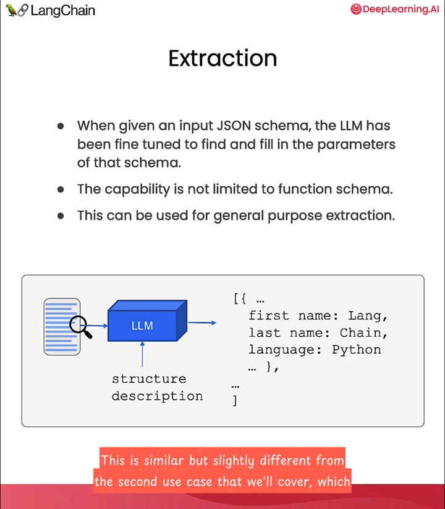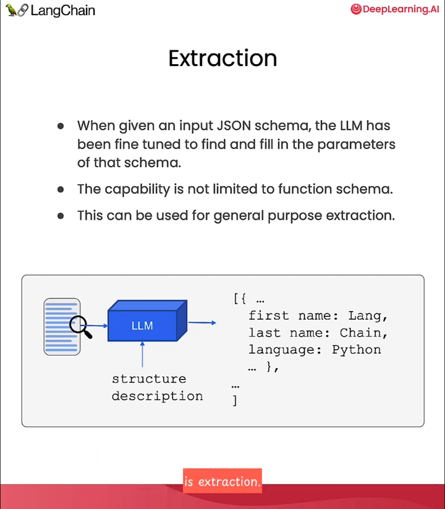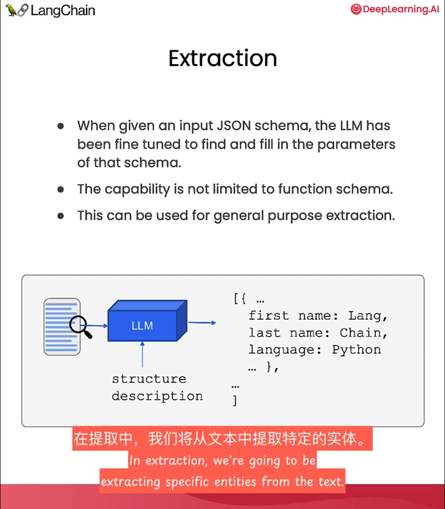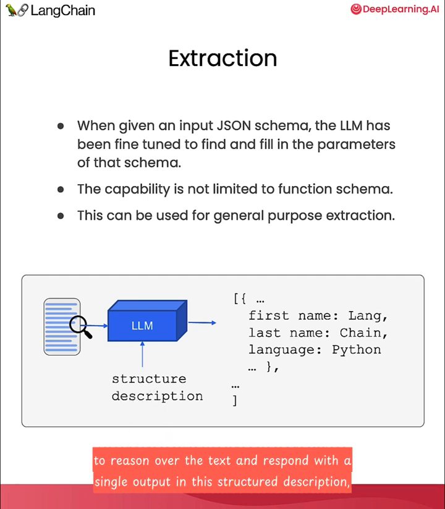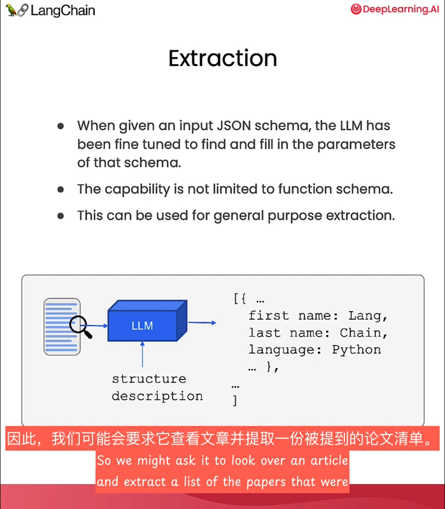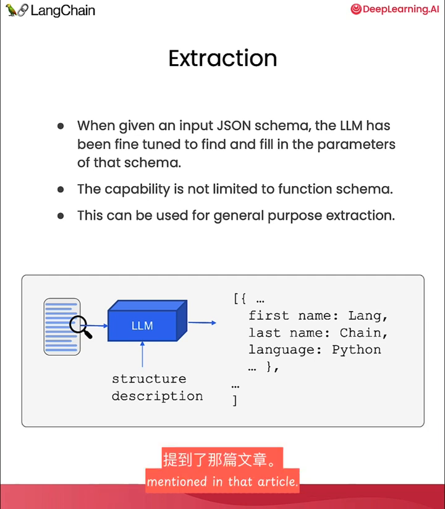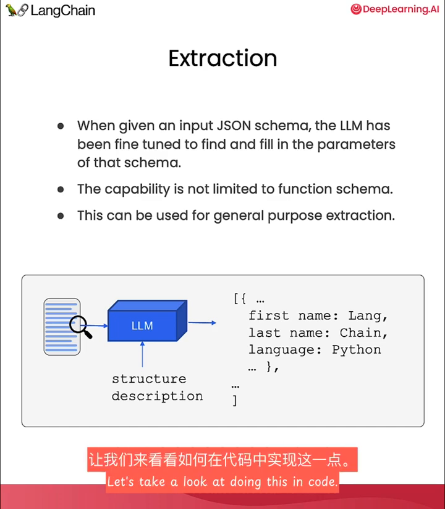This is similar but slightly different from the second use case that we'll cover, which is extraction. In extraction, we're going to be extracting specific entities from the text. These entities are also represented by a structured description. But rather than using the LLM to reason over the text and respond with a single output in this structured description, we're using the LLM to look over the text and extract a list of these elements. So we might ask it to look over an article and extract a list of the papers that were mentioned in that article. Let's take a look at doing this in code.